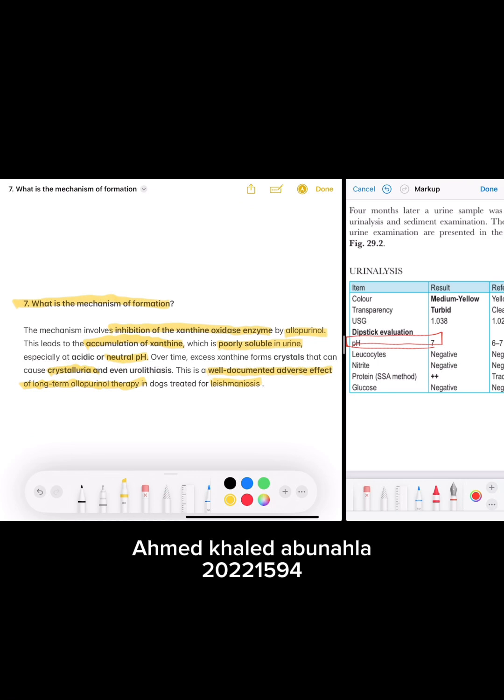This means the longer we use allopurinol to manage leishmaniasis, the more likely this well-documented adverse effect of long-term allopurinol therapy is to occur in these dogs.